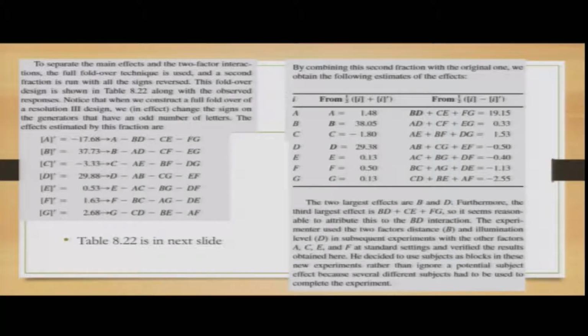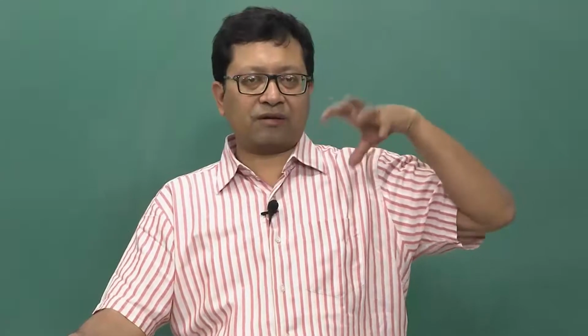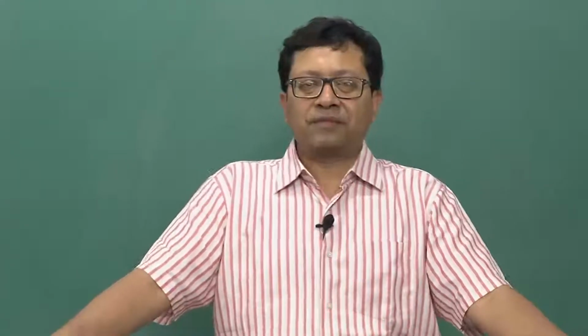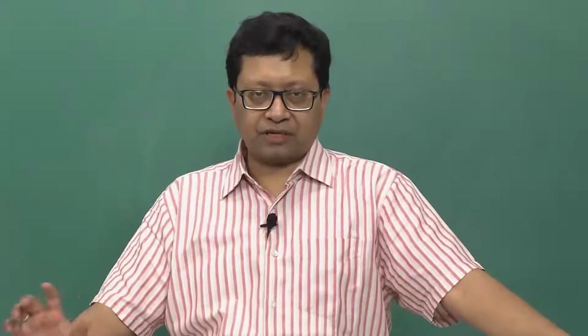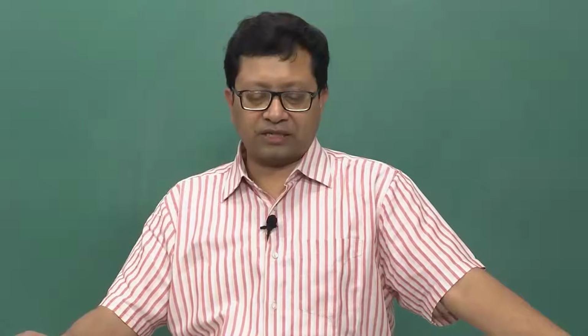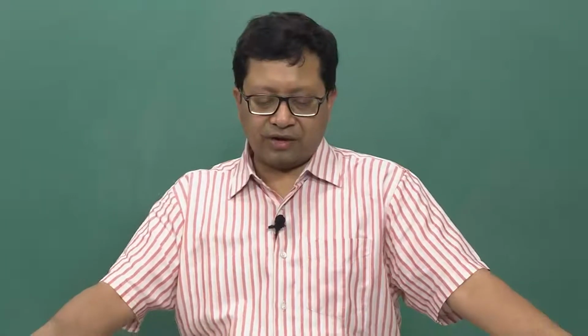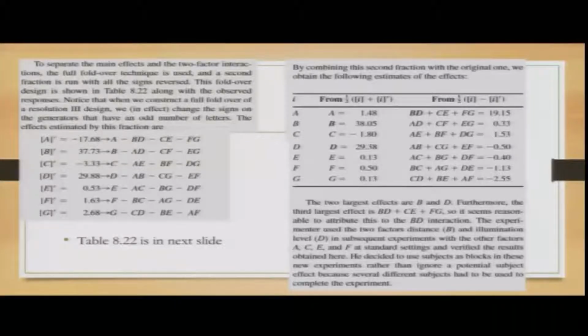The values are coming as minus 17.68 to 2.68. By combining this second fraction with the original ones, we obtain the estimates of the effect. We had already got the first set of effects which we discussed at the end of the 28th class. In the 29th one, we discussed the other fold depending on sign change, and when we considered that, we take the averages of these values.